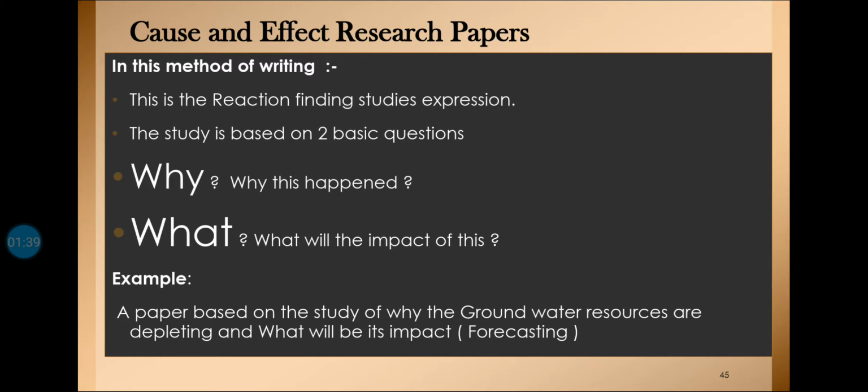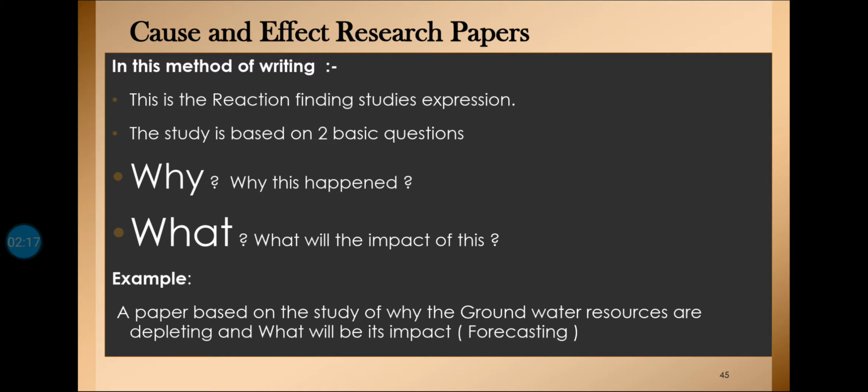basically the research writer needs to think and write 2 questions. First, why did this particular thing happen? This is a question which should come to mind. Another question that should come to mind is what will be the impact of this? This happened, and what will be the impact of this? So the cause and the effect of that particular thing, or in other words, action and reaction.